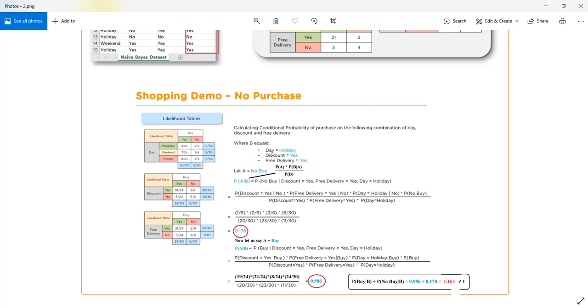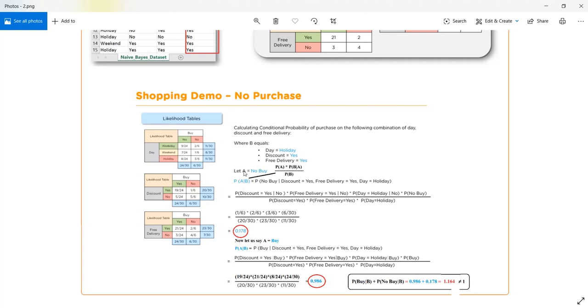Let's say a future day comes for a retail company like Spencer. On that day, the day is a holiday, the discount is yes, and they are providing free delivery. They want to calculate the probability, to classify whether that day is a purchasing day or not a purchasing day. Let me convert this problem to a mathematical calculation.